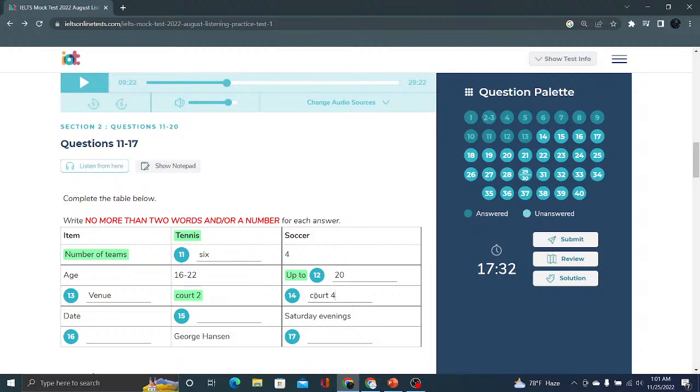Court 4, as she was saying that tennis matches will be arranged on Court 2 and Court 4 will hold soccer matches. So soccer matches will be played on Court 4. That's why the answer would be Court 4. Okay, now let's listen for question number 15.